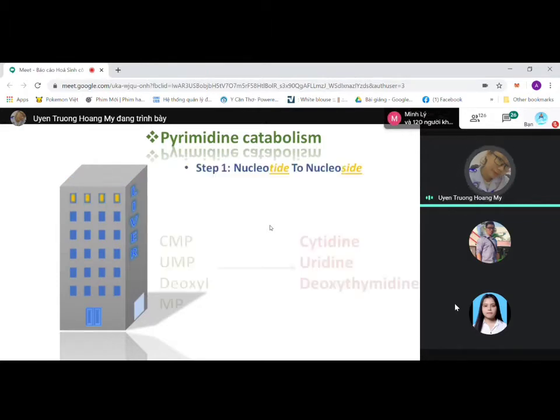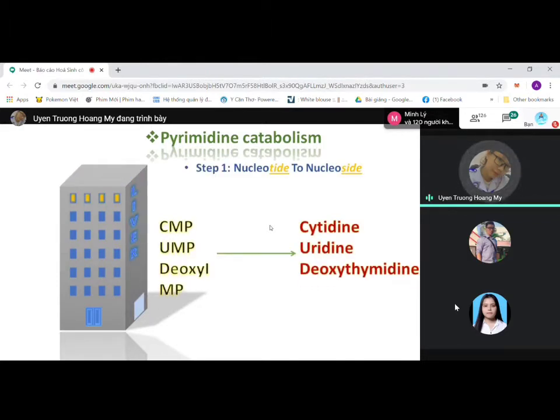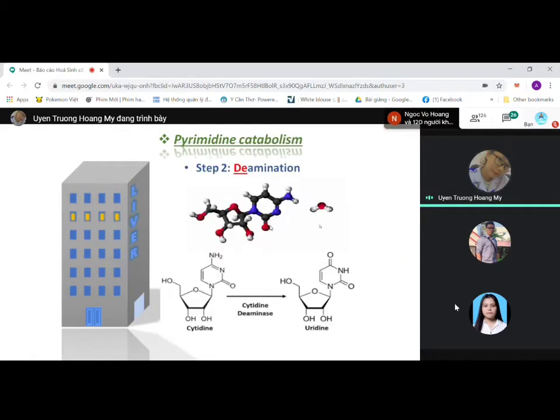Step 1. Nucleotide to nucleoside. CMP, UMP, and the other one, dTMP, are converted into cytidine, uridine, and deoxythymidine. This reaction is catalyzed by the enzyme nucleotidase. Step 2. Deamination. Cytidine is deaminated into uridine by cytidine deaminase.